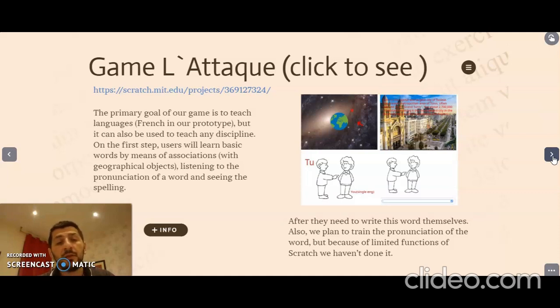In the first step, users will learn basic words by means of association with a geographical object, listening to the pronunciation of a word, and seeing the spelling. After that they need to write this word themselves. Also, we planned to check the pronunciation of the word, but because of the limitations of Scratch, we have not done it.